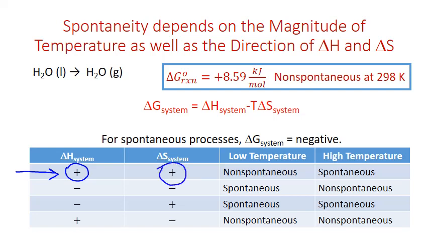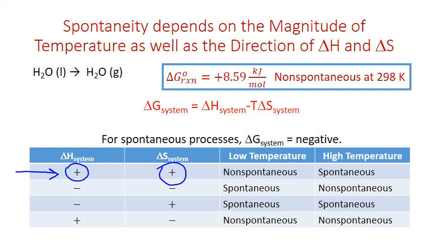A classic example of this is going to be the process of boiling. To go from the liquid to the gas phase, it does require heat energy, but the gas phase is considered more disordered or dispersed than the liquid. So our products have a higher entropy than our reactants.